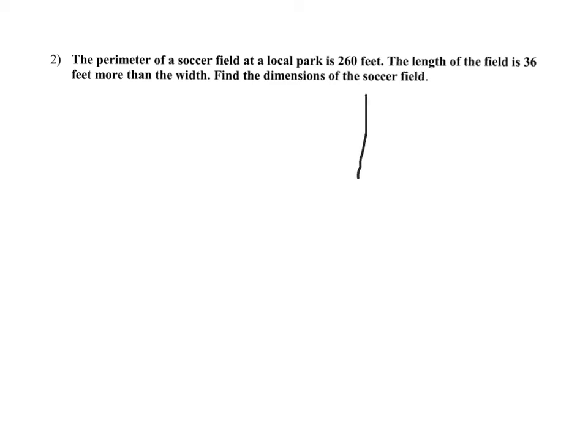So we're going to draw this soccer field, and then we're going to highlight our important information. So our important information is that we have the perimeter. The perimeter is 260 feet, and then the length of the field is 36 feet more than the width, and we need to find the dimensions.